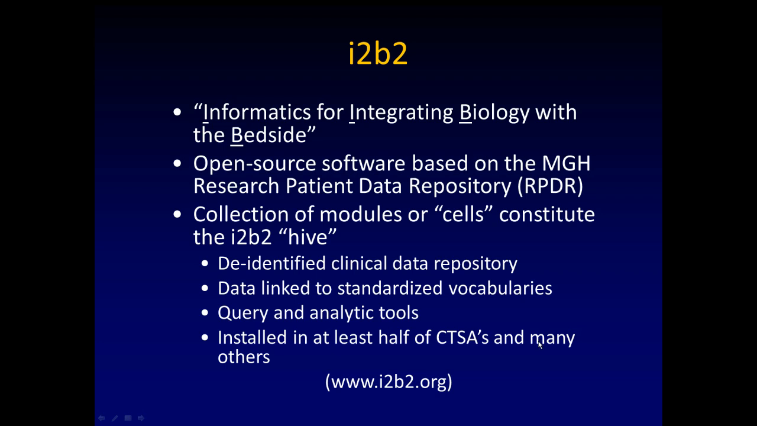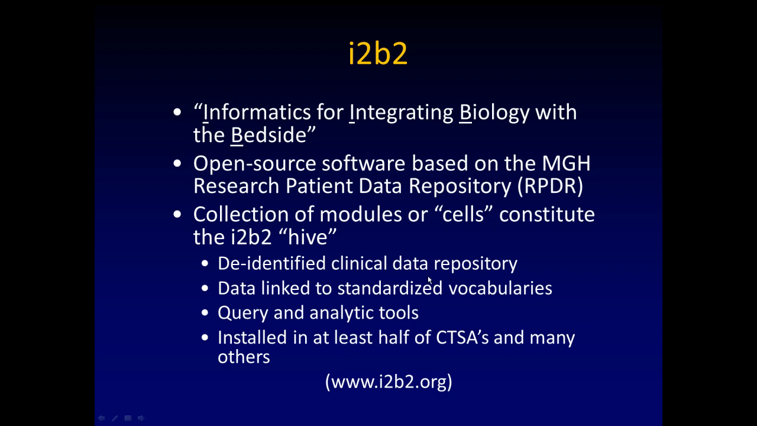i2b2 is really a collection of modules or cells which in aggregate constitutes something called the i2b2 hive. The special quality of these cells is that they can be interconnected. New cells can be developed and plugged into the i2b2 hive, and users and institutions can choose one or more of the cells to implement locally. At Boston University, we've implemented the Clinical Data Repository, which is a de-identified clinical data repository where we can pull data from multiple electronic systems, de-identify that data, and store it within the clinical data repository.